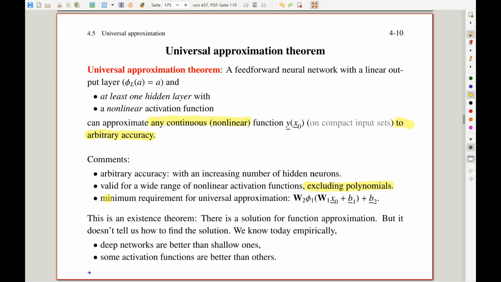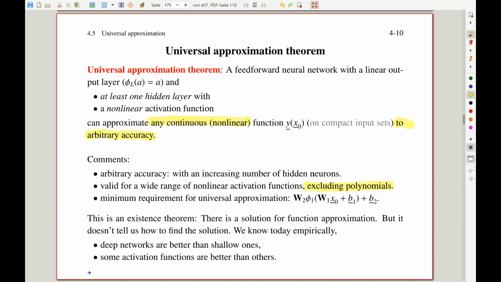And the minimum requirement for the universal approximation is very simple. We have one hidden layer with a nonlinear activation function. X0 is the input. We calculate an affine function. Then we apply a suitable nonlinear activation function to the output. This is the input for the second layer, the final linear output layer. We just calculate again a second affine function without any activation function. This formula is enough to approximate any given nonlinear function. I'm going to show you one example later.